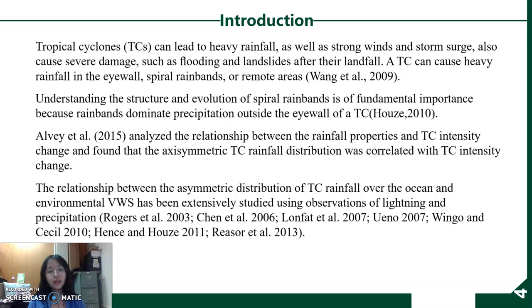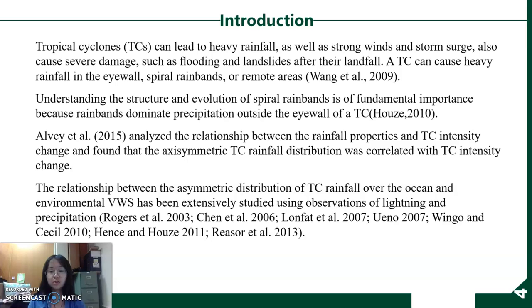A previous study analyzed the relationship between the rainfall properties and tropical cyclone intensity change, and found that the axisymmetric TC rainfall distribution was correlated with tropical cyclone intensity change. The relationship between the asymmetric distribution of tropical cyclone rainfall over the ocean and the environmental vertical wind shear has been extensively studied using observations of lightning and precipitation in many previous studies.